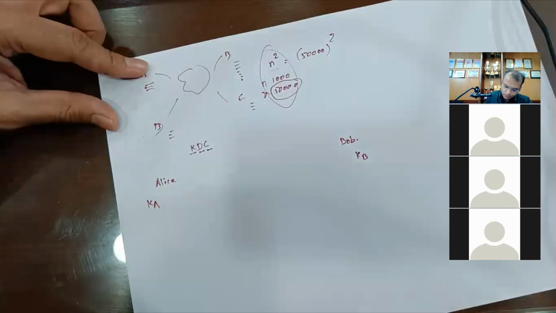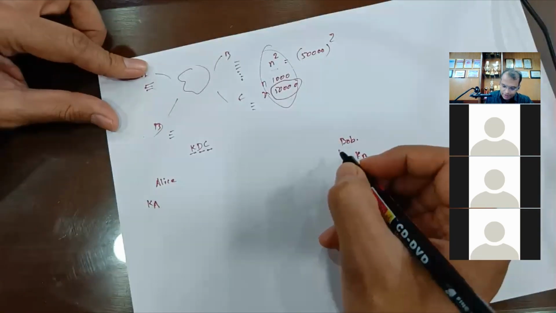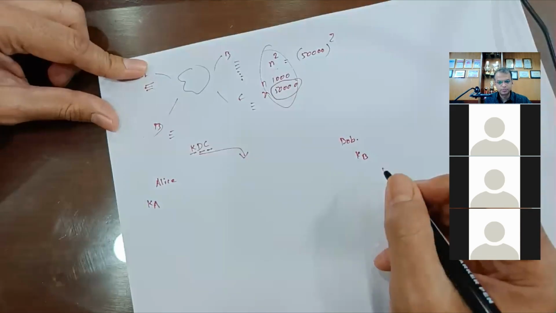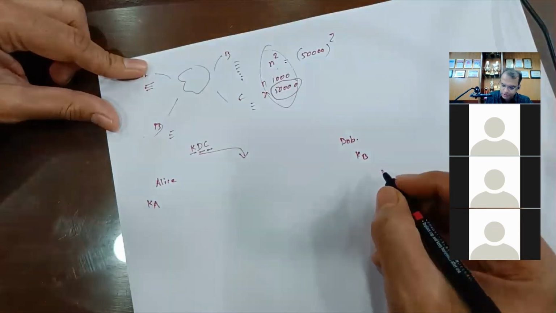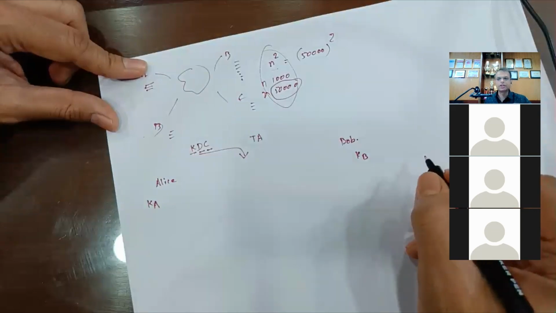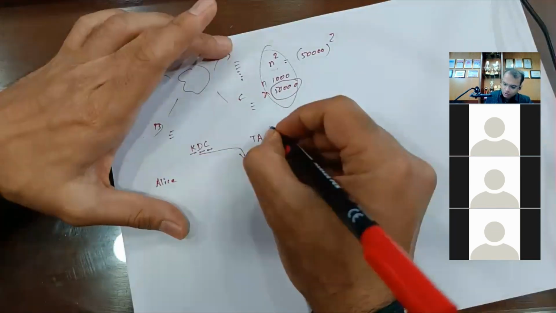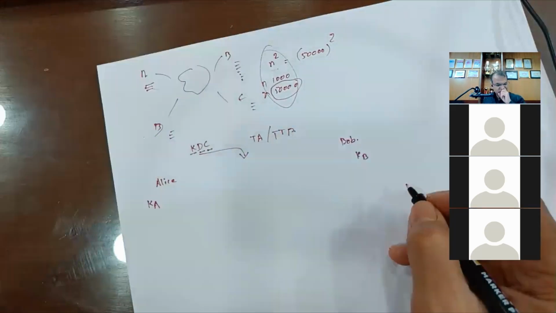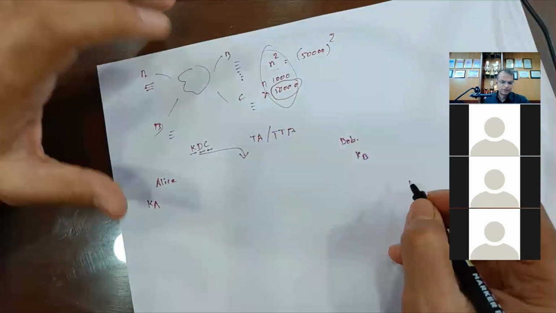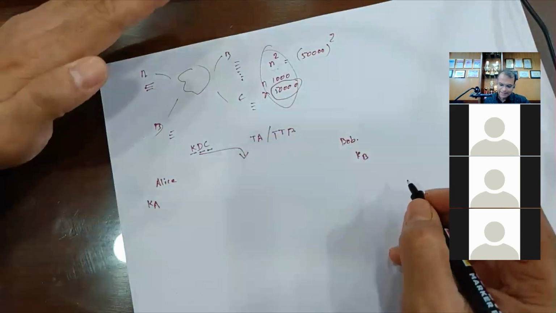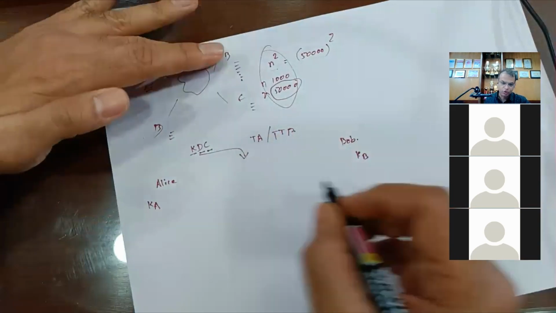And there is a KDC involved in this. This is a central authority. It's a trusted authority, TA, or trusted third party, TTP. You can call it anything. So it's a central authority which is helping these guys to communicate.